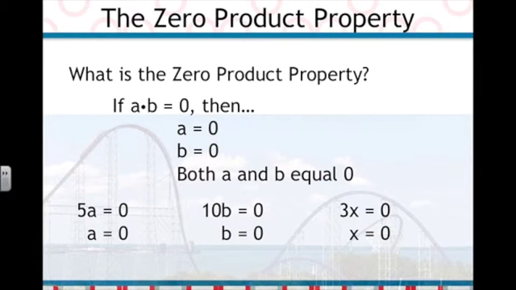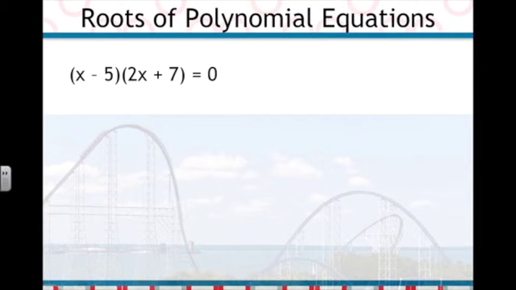So what does this have to do with polynomial equations? Let's find out. If we have a polynomial equation where the polynomial is completely factored, then we can use the zero product property to find all the solutions to the equation. Let's consider the equation (x minus 5)(2x plus 7) equals 0. You'll notice that the two sets of parentheses are multiplied together and equal 0. So according to the zero product property, either x minus 5 equals 0 or 2x plus 7 equals 0.